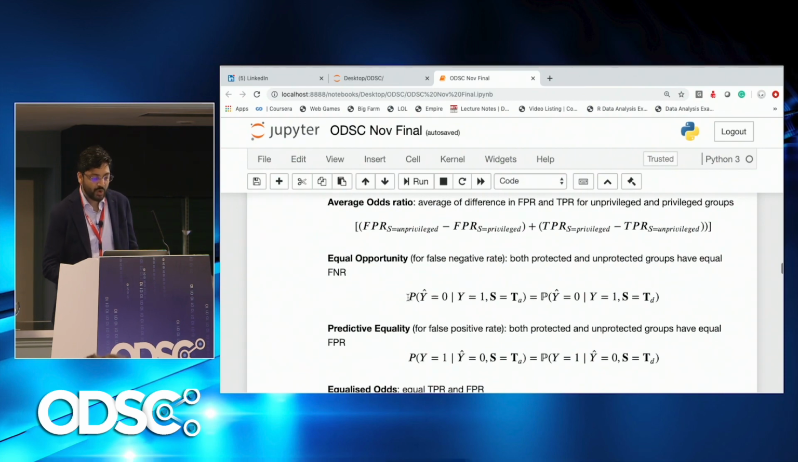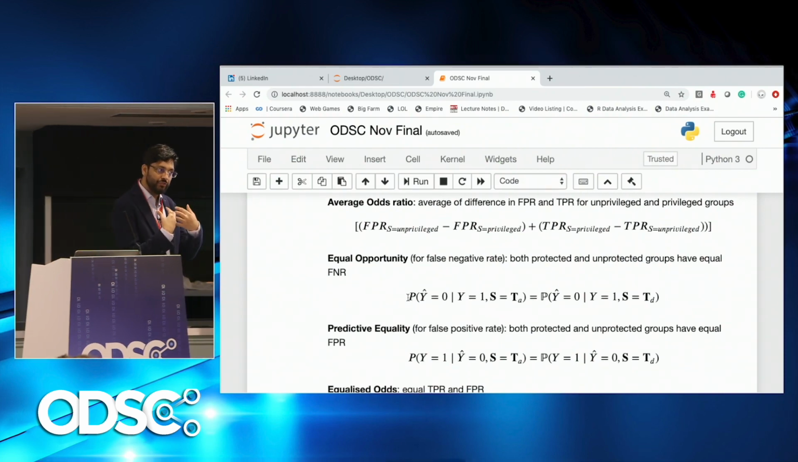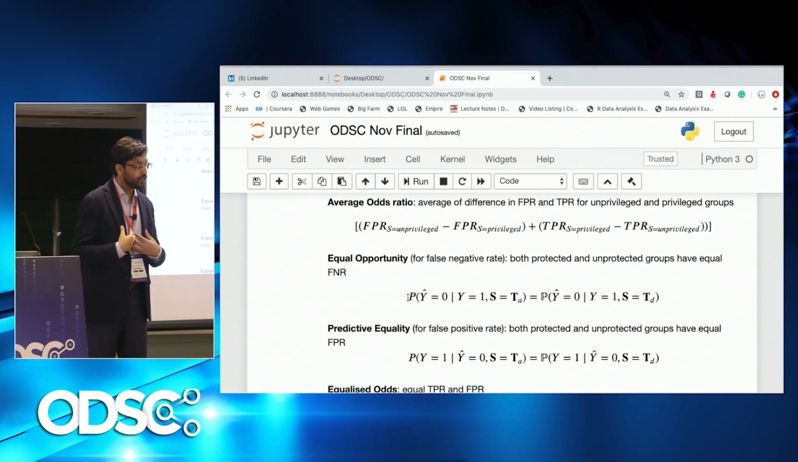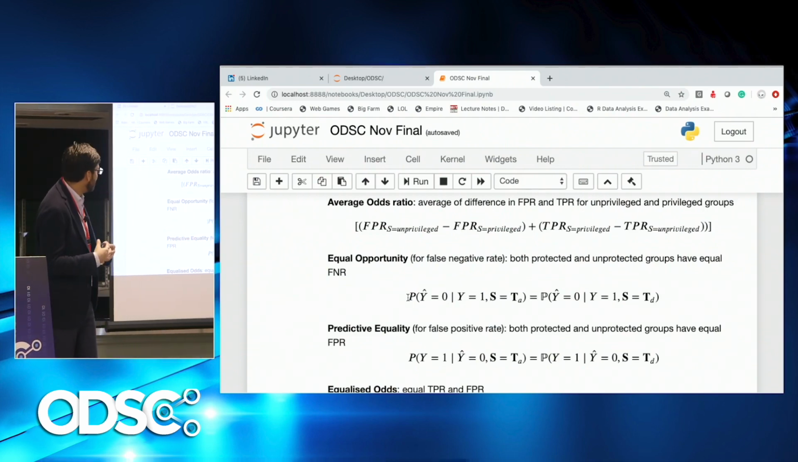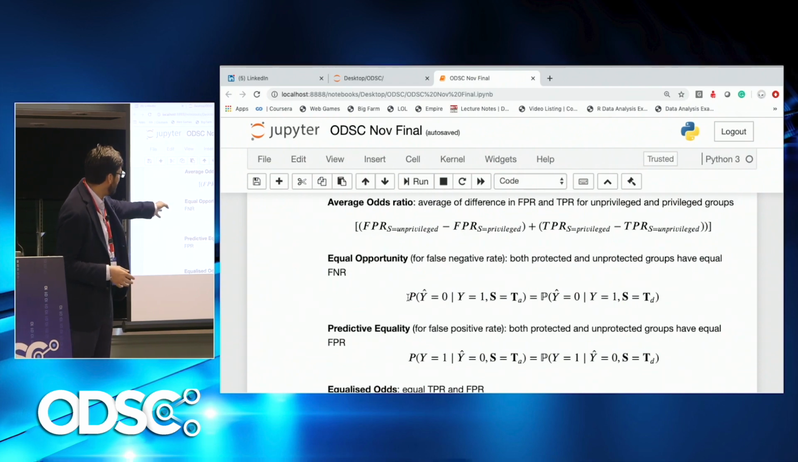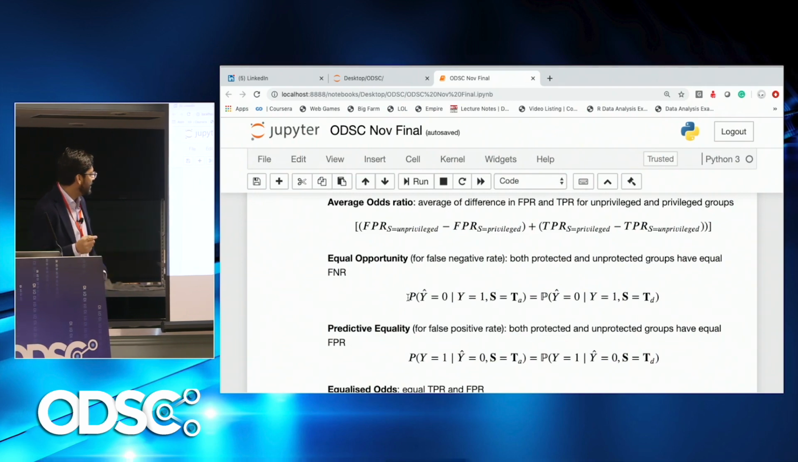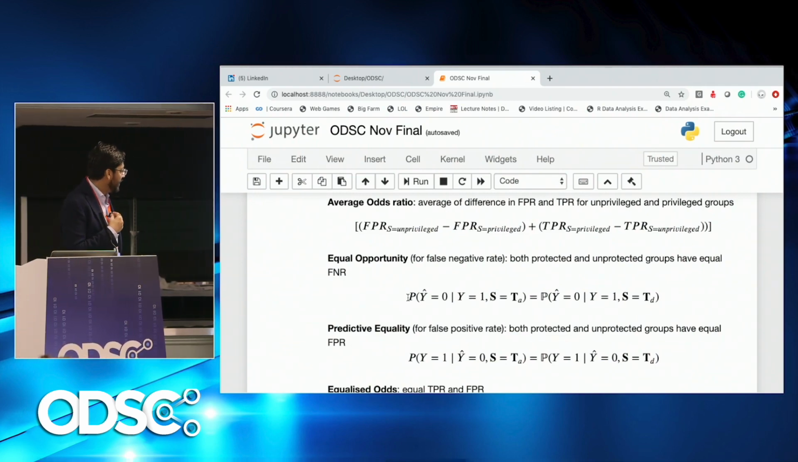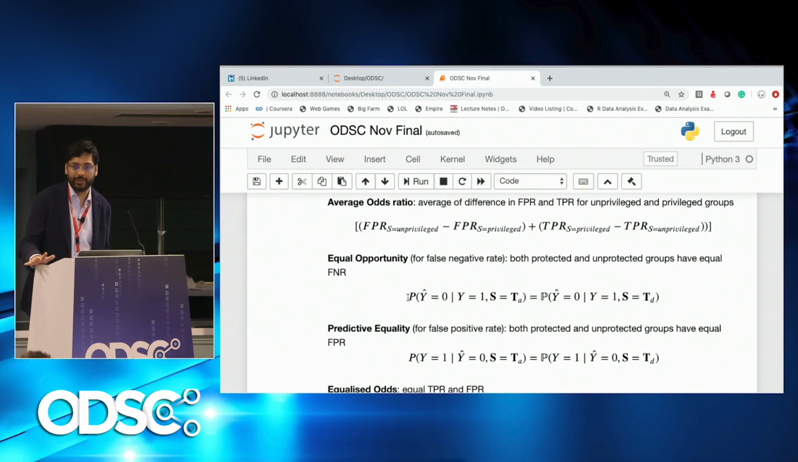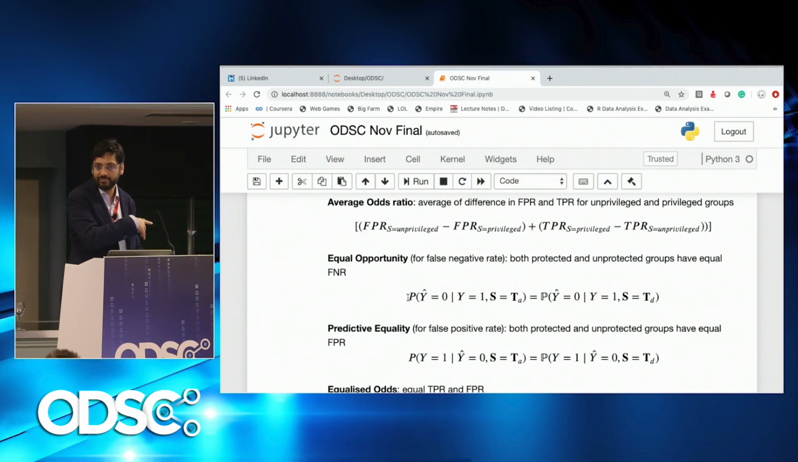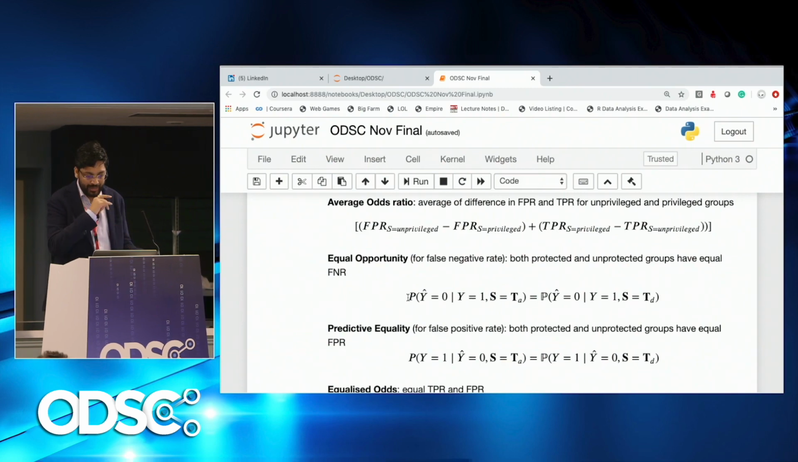The next one is equal opportunity, that the opportunity which you give me should also be given to others. Now what is the opportunity? Opportunity of being y equal to 0 when y equal to 1, that is, the prediction should be 0 when the actual is 1. The probability of that should be the same for both the groups. That's equal opportunity. This is false negative, right?